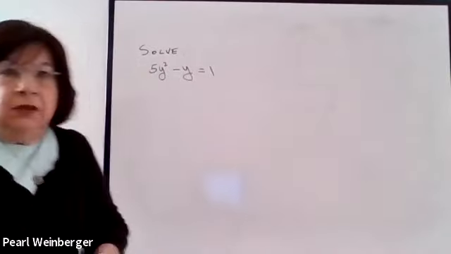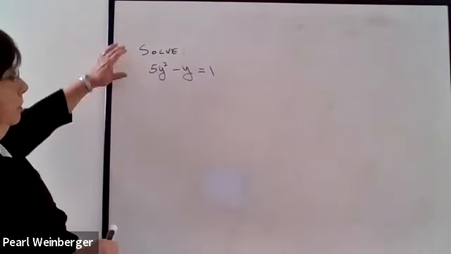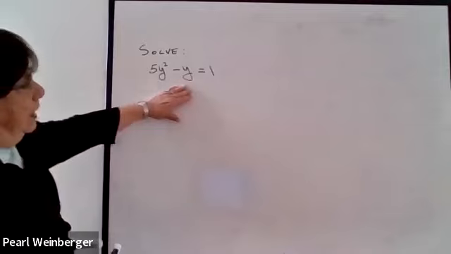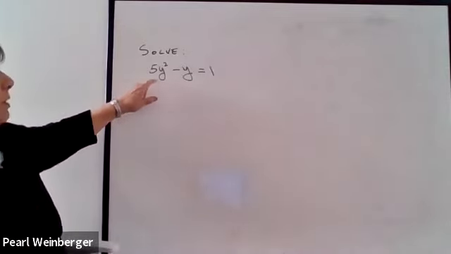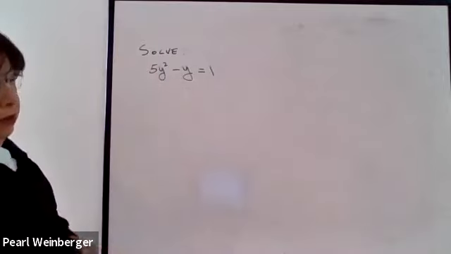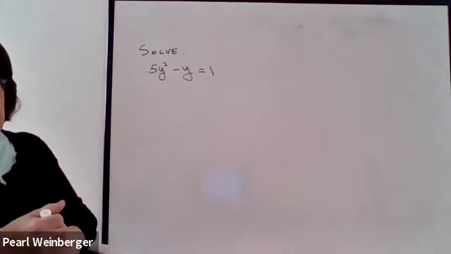Okay, so we see that what we have here is a quadratic equation. We can tell because we have the square on our variable, the exponent is 2.